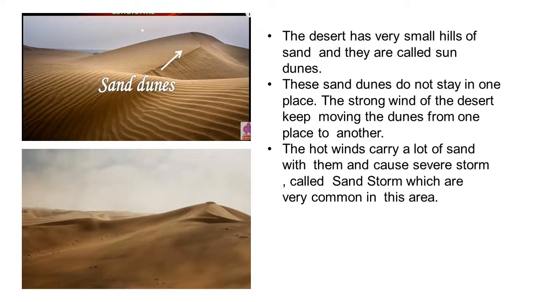The desert has very small hills of sand, and they are called sand dunes. These sand dunes do not stay in one place. The strong wind of the desert keeps moving the dunes from one place to another. The hot winds carry a lot of sand with them and cause very severe storms called sandstorms, which are very common in this area.